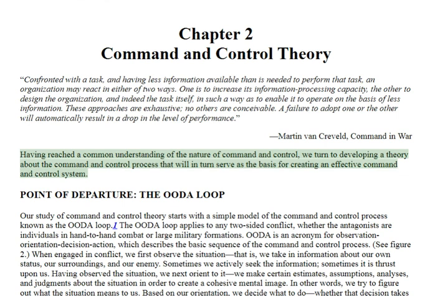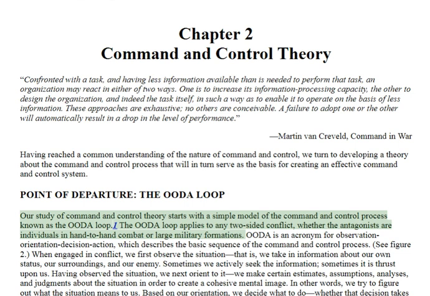Having reached a common understanding of the nature of command and control, we turn to developing the theory about the command and control process that will in turn serve as the basis for creating an effective command and control system. Point of departure: the OODA loop. Our study of command and control theory starts with a simple model of the command and control process known as the OODA loop. The OODA loop applies to any decided conflict.